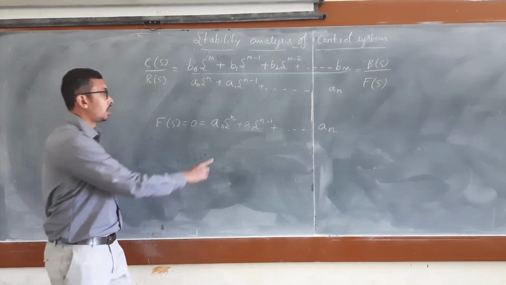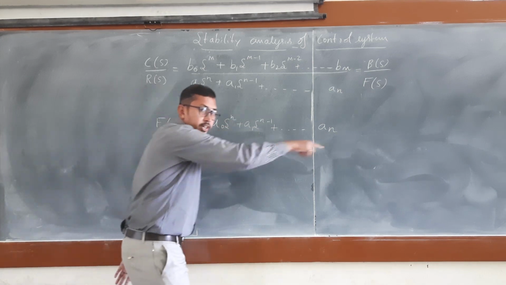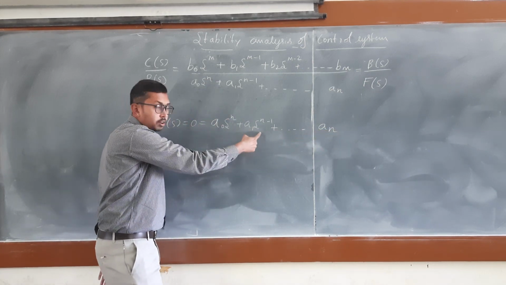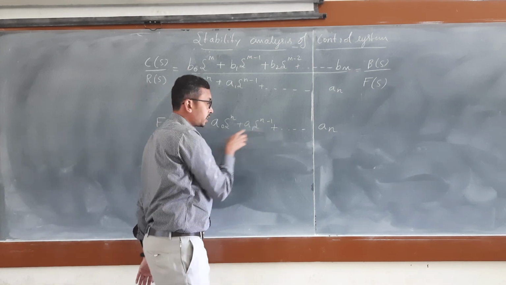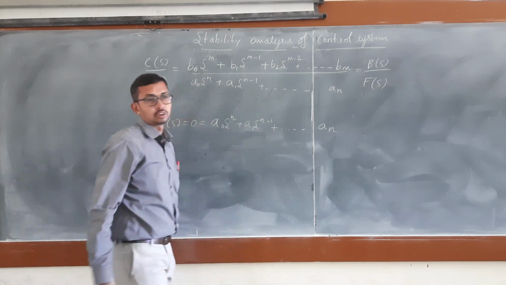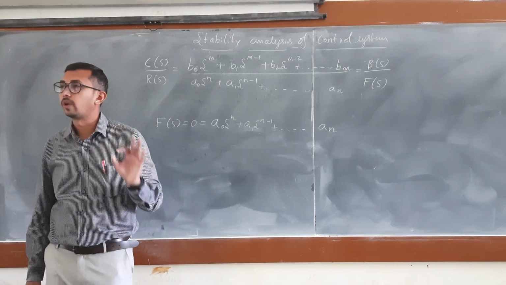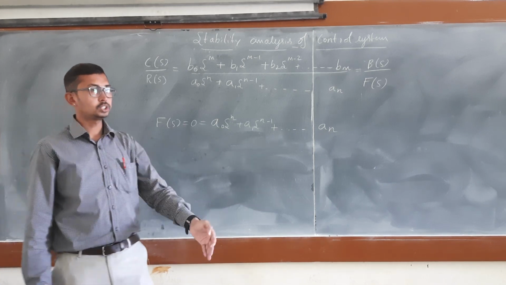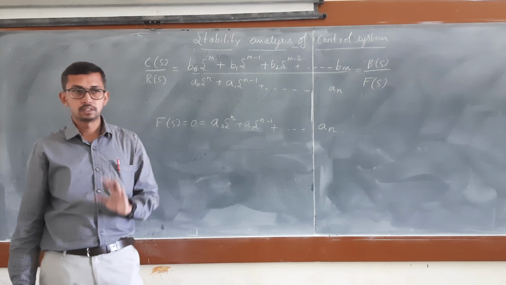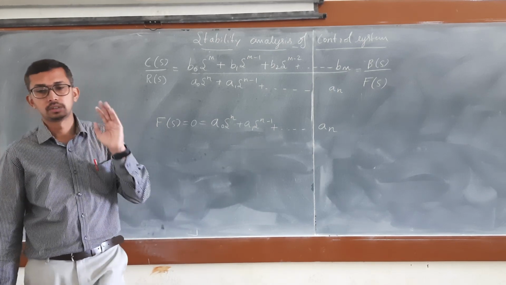None of the coefficients vanishes. That means after S to the power of n, the next coefficient should go in a decreasing order: S to the power of n minus 1, S to the power of n minus 2, and so on. None of the terms is going to vanish. These are the necessary conditions to find out the stability of the system. Did you get it? Yes. Next one.